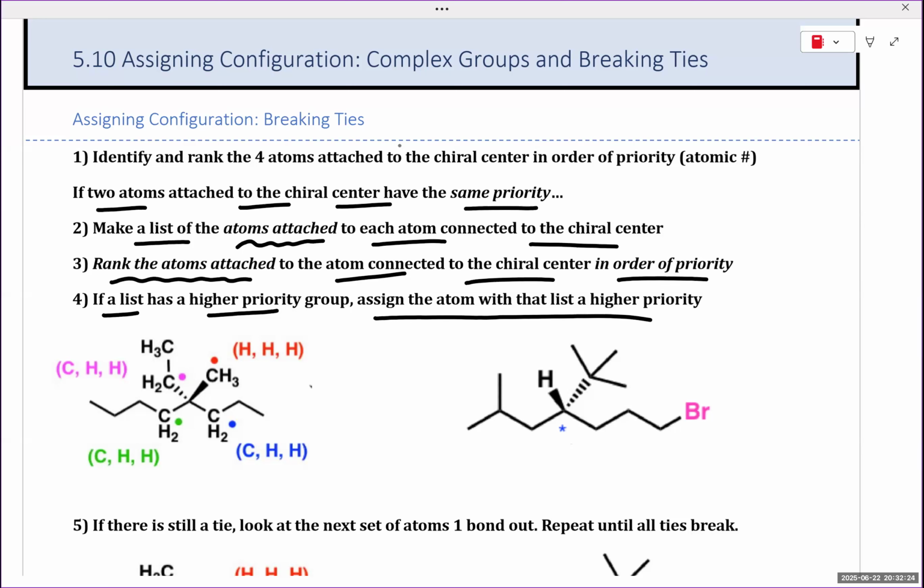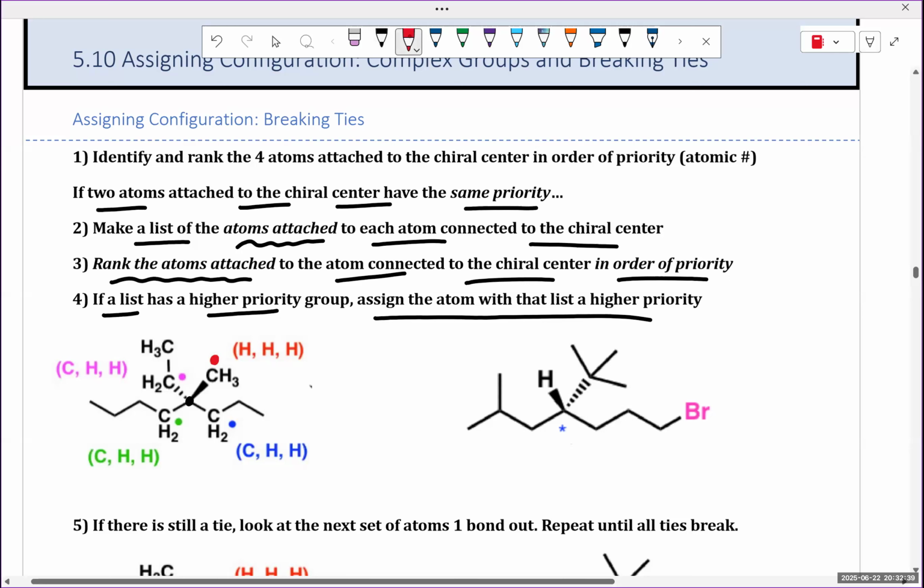We have a chiral center right here. We just have 4 carbons attached. So we still have the same atom: carbon, carbon, carbon, and carbon. So we need to break this tie. What we do is look at the atoms attached. In this case, attached to this carbon are 3 hydrogens. Attached to this carbon are a carbon and 2 hydrogens. Here's the carbon attached for those wondering. Attached to this carbon is a carbon and 2 hydrogens. And attached to this carbon is a carbon and 2 hydrogens.